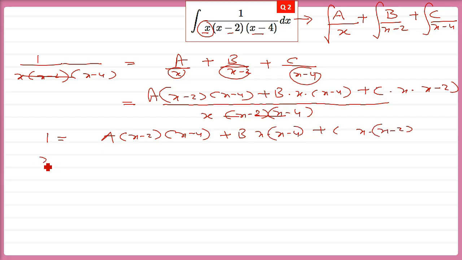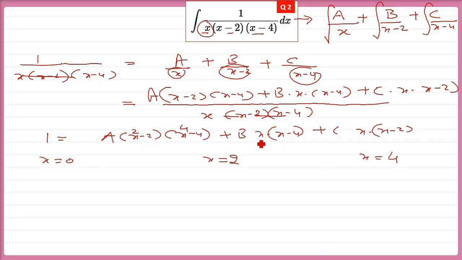Now the way of solving this is, first we'll put x equals to 0. b and c will go 0. Then x equals to 2. If you put x equals to 2, the first term and the third term will become 0. Similarly, x equals to 4, the first term and the second term will become 0. So x equals to 0, 2 and 4 that we have to put.